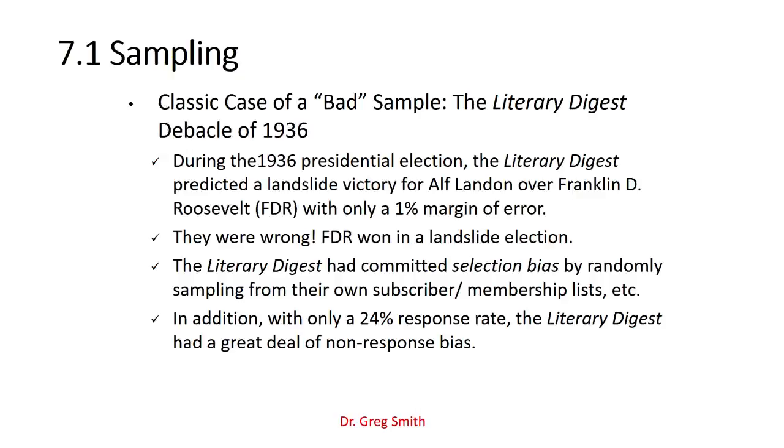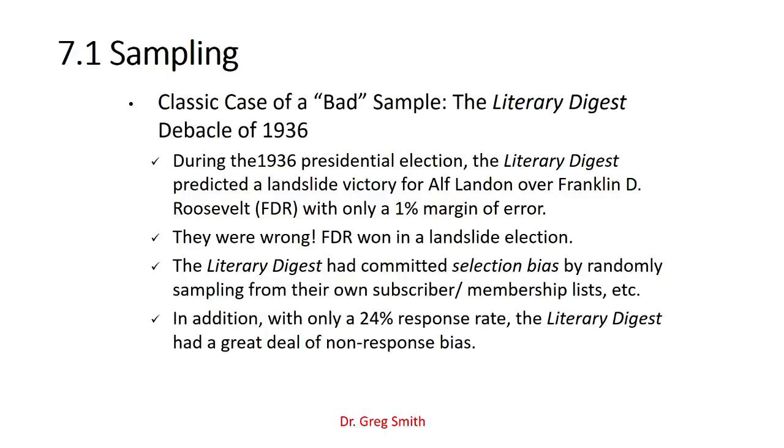Here's one example. During the 1936 election, the Literary Digest, which was a magazine that was read by many affluent folks, predicted a landslide for Alf Landon over FDR with only a 1% margin of error, which is actually quite small if you think about it. But boy, were they wrong. FDR won in a landslide, and really several things went wrong here.